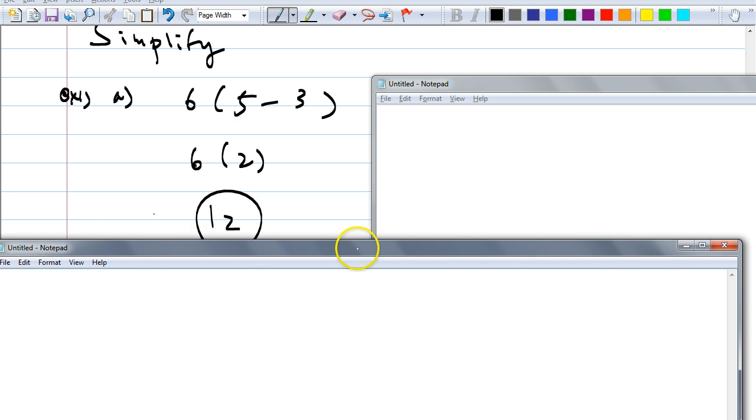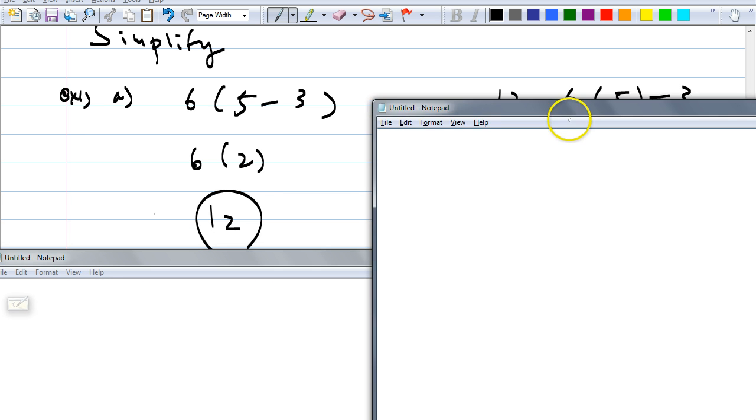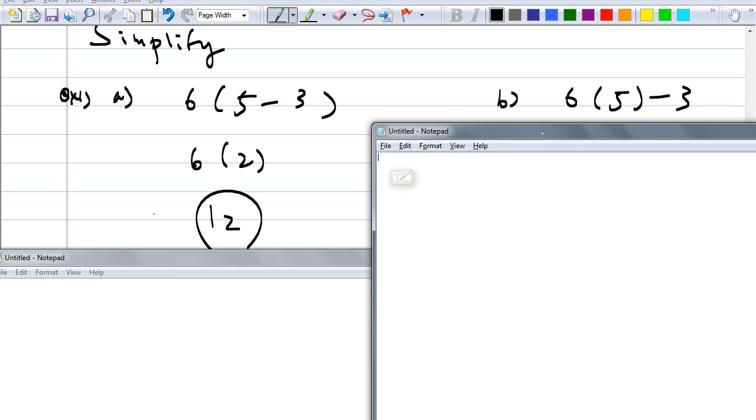Did you all get 12? Yeah. Good, easy. Now, this one looks kind of similar to the one on the left. Example 1b has the same 3 numbers, 6, 5, and 3. But do you think you're going to get the same answer here? No, because it doesn't have a grouping symbol. So go ahead, everybody. What should we do first? Can I do 5 minus 3 on this one first? No. What should I do first, sir? Yeah, 2 times 6. Exactly.